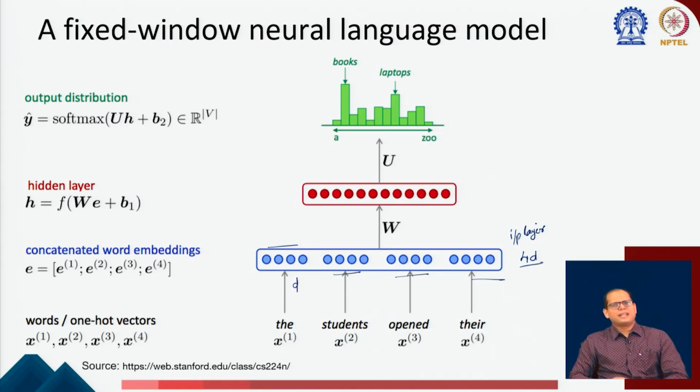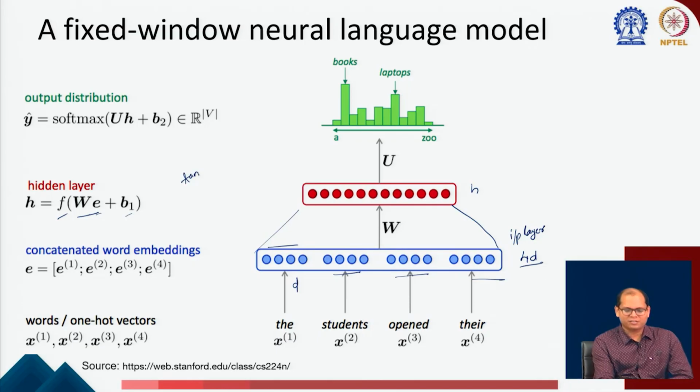Next, like I do in the normal feed-forward neural network, I'll have a hidden layer. Let's say it's of dimension h. And I have a matrix from input to hidden layer. It's something like W times E, if E denotes this input, plus a bias term. And I apply some nonlinearity, something like a tanh function or a ReLU function, and I get the hidden layer representation.